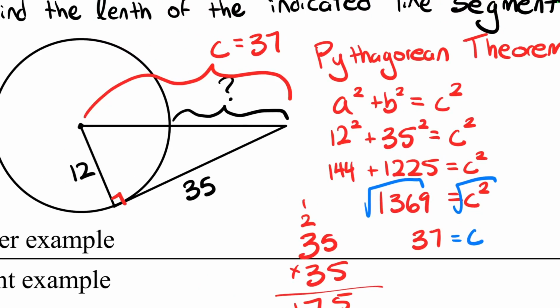What is question mark? Yeah, why is it 37 minus 12 again? Yeah, radius is the same everywhere. If that's 12, that's also 12. This number minus this number gives us this number. So the correct answer for question mark, Valentina, is?